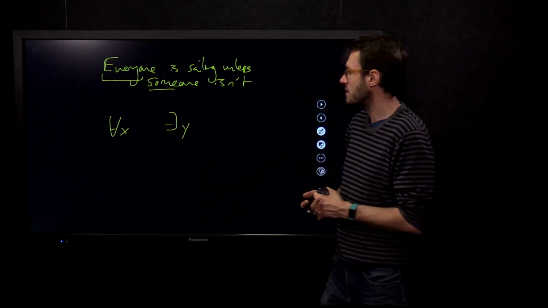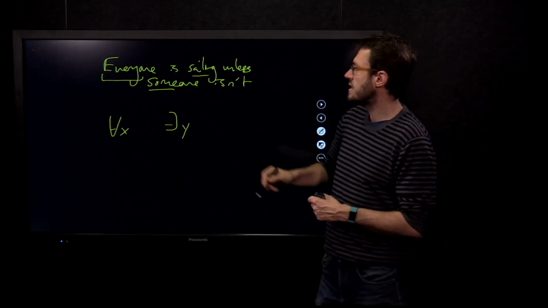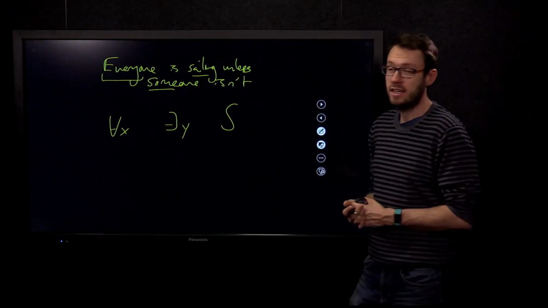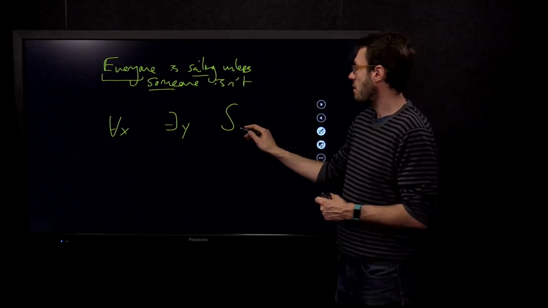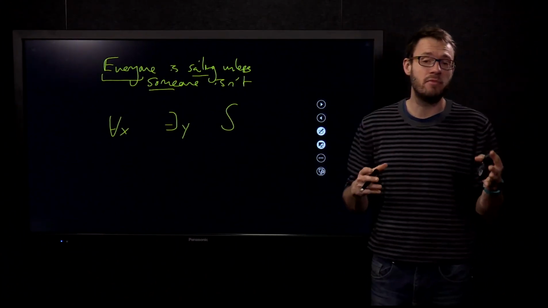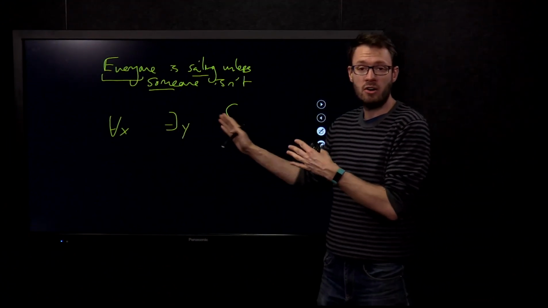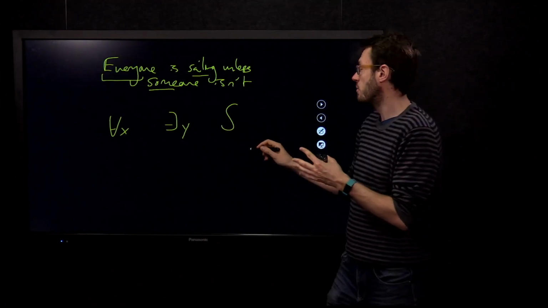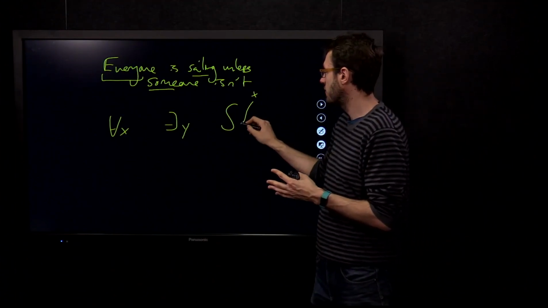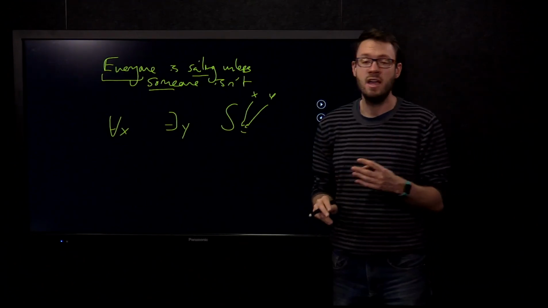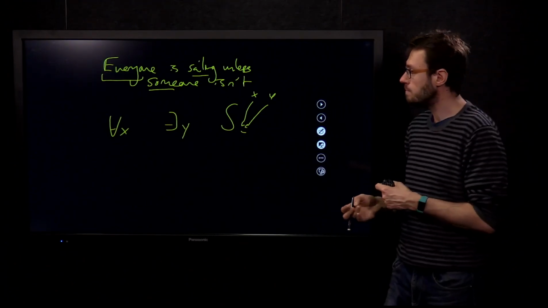Okay, now what else do we have in the sentence? Well, we've got this sailing again, so we're going to have the predicate S. And following that, we're going to have some variable. Depending on whether it's relating to the universal quantifier or the existential quantifier, that variable might change. So we're either going to have an x in there or a y in there. We'll leave that slot open for the moment until we decide what exactly to do with it.